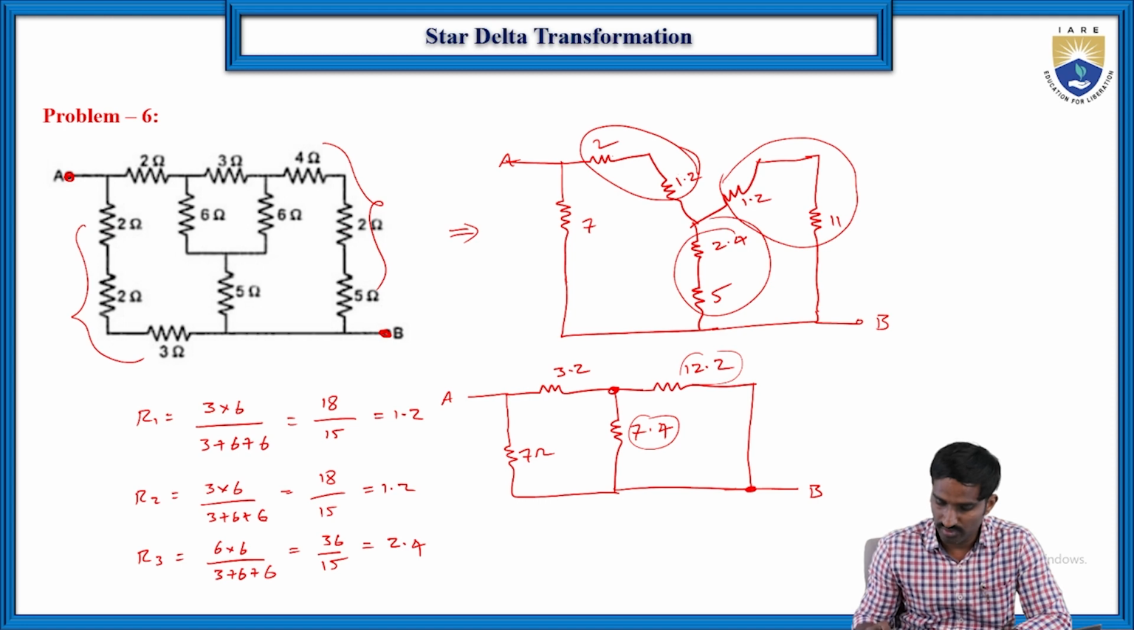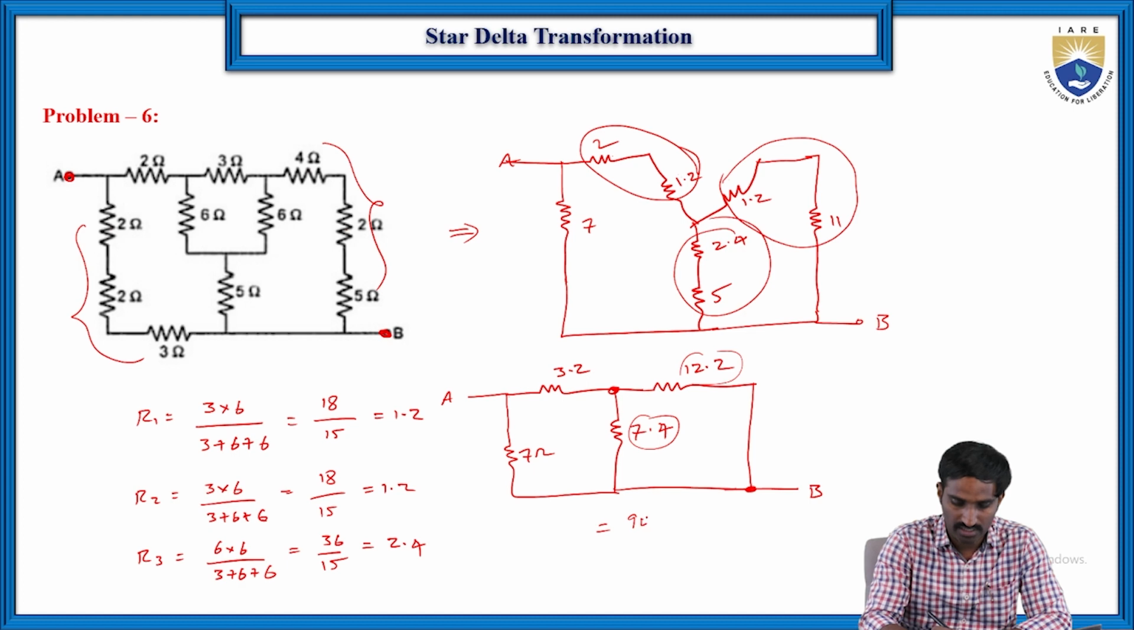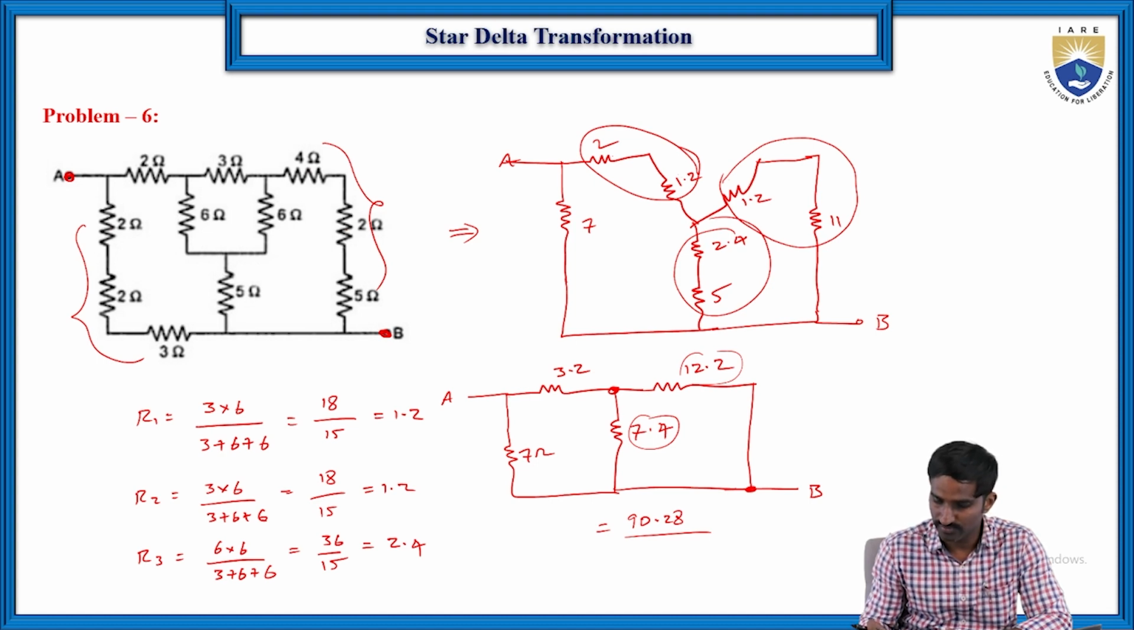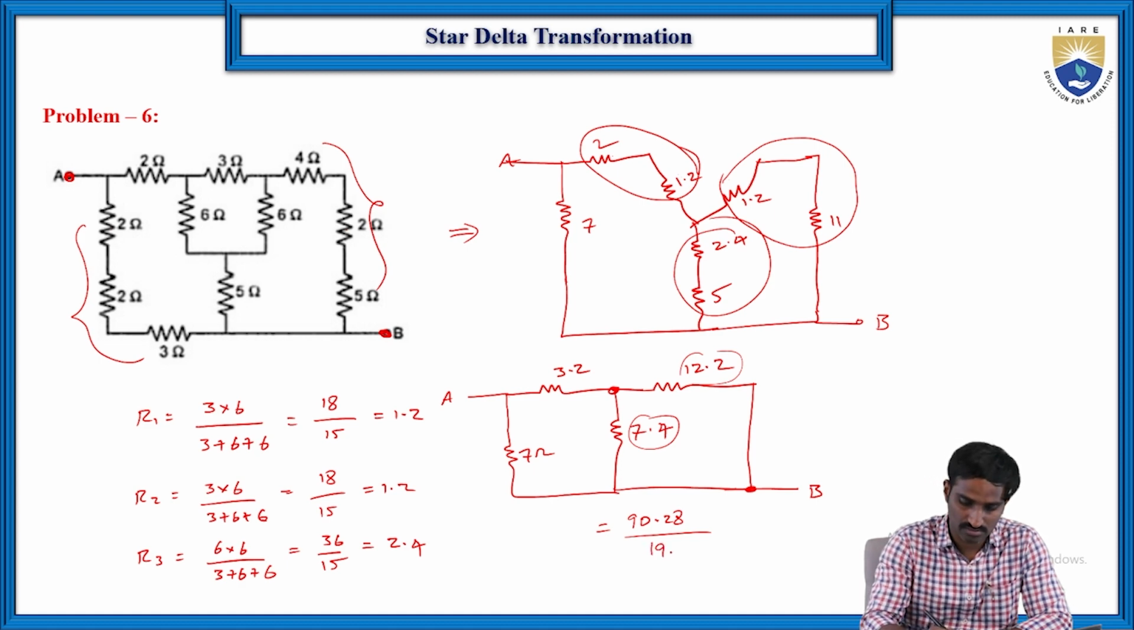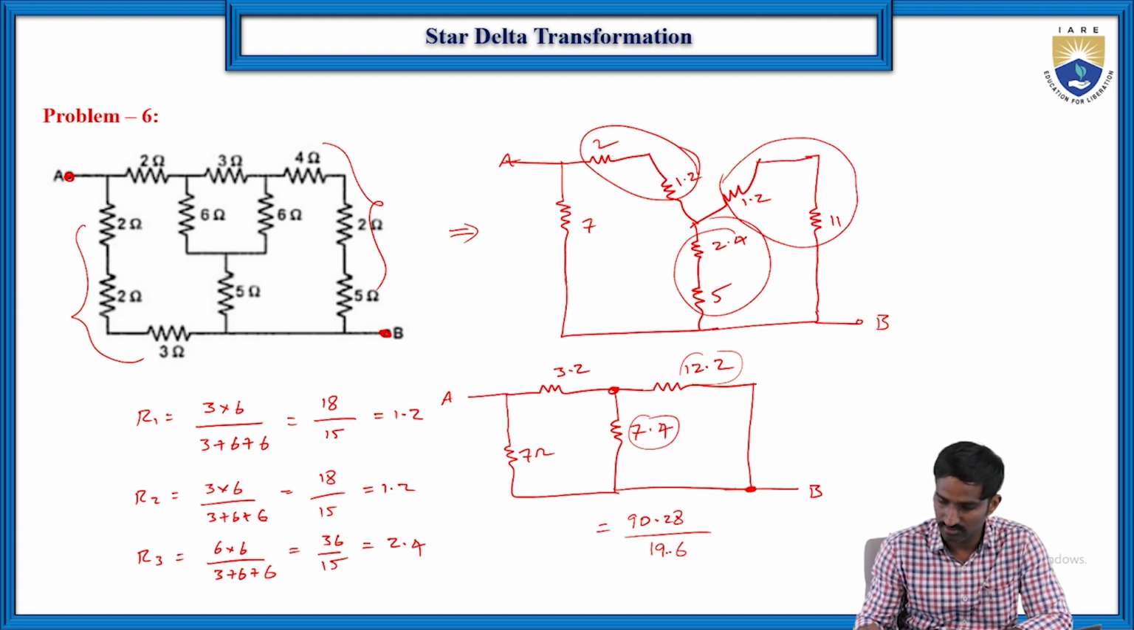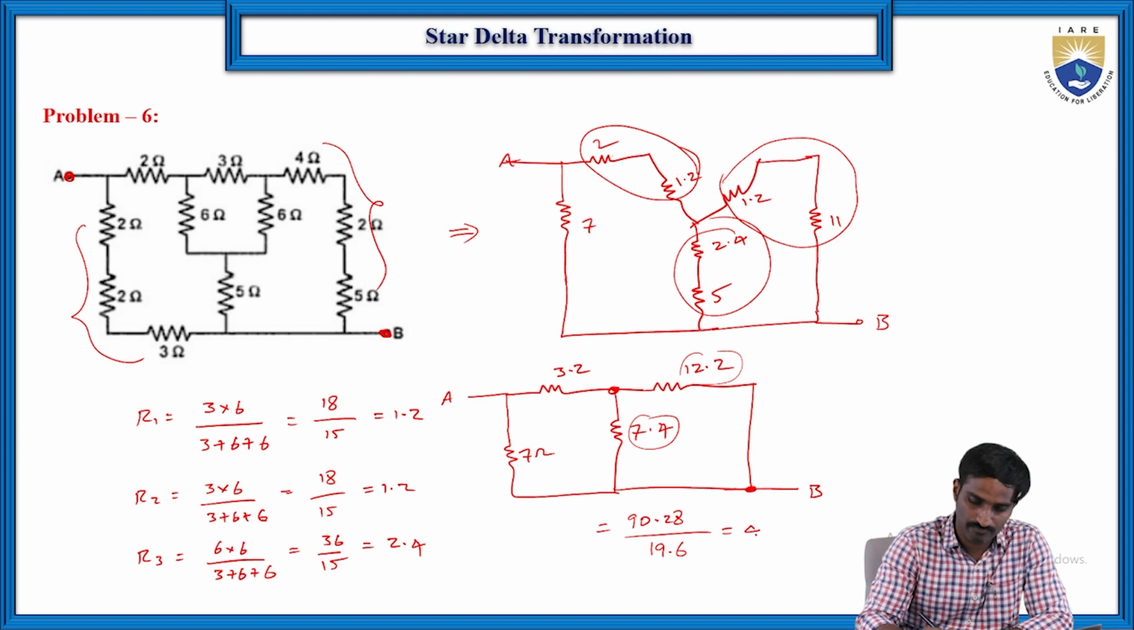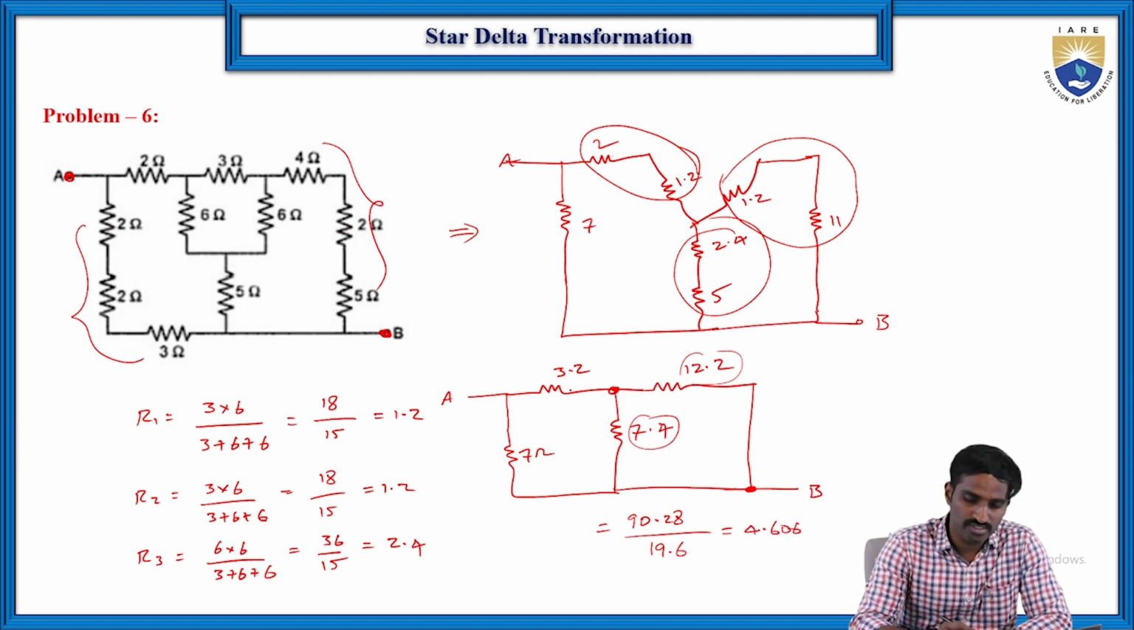So here this 7.4 into 12.2, which is equal to 90.28 by 7.4 plus 12.2, which is equal to 19.6. So the equivalent resistance here is 90.28 divided by 19.6, which is equal to 4.606. Right? Then again this 4.606 plus 3.2 are in series, which is equal to 7.80.